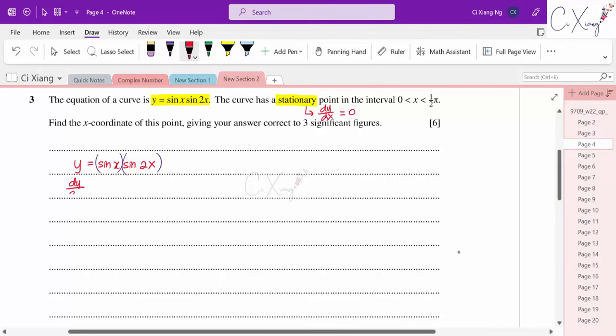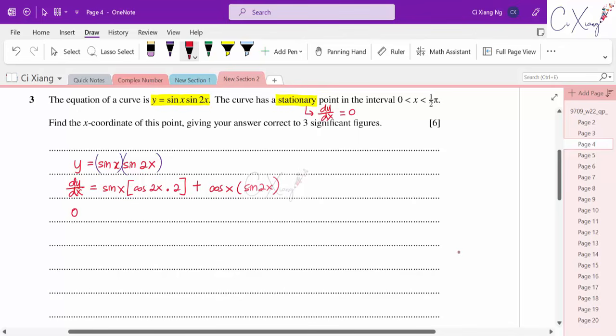And the dy/dx will look something like this. You can copy the first bracket, differentiate the second bracket. So when I want to differentiate the second bracket, differentiate sin, I get cos 2x. Then you need to further differentiate the 2x, you get a 2. Plus, now just now I copy the first bracket, differentiate the second, and now we should differentiate the first bracket, copy the second bracket. So differentiate the first bracket, sin x, I'm having cos. Then I copy the second bracket here.